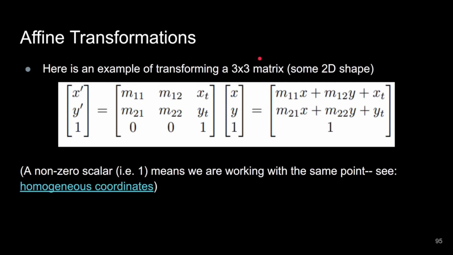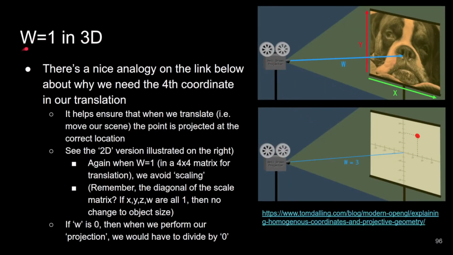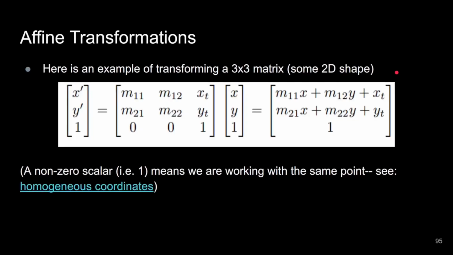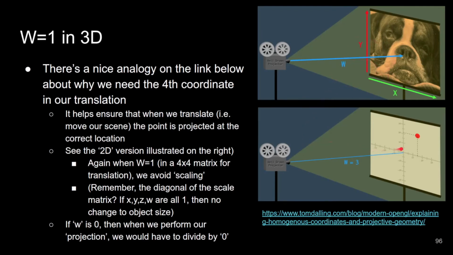And let me actually skip this slide. So here's why W equals 1, and a nice analogy. We might not have this intuition right now, but that's okay. Basically when W equals 1, we're not scaling. So maybe the easier way to think about this is how much do we want to scale our scene by? Well, if it's 1, we're not making any change. If you think about this like a movie projector, we're moving away, or rather closer because we're scaling by 3 here. Okay.